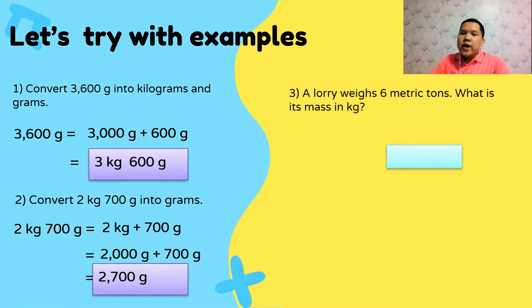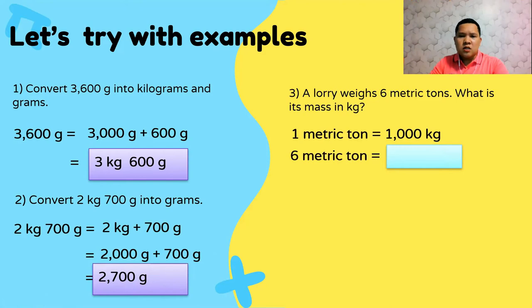Okay, number three. A lorry weighs 6 metric tons. It's very heavy. What is its mass in kilogram? Let's remember that 1 metric ton equals 1,000 kilogram. So it's very easy. If you have 6 metric ton, then it is 6,000 kilogram.